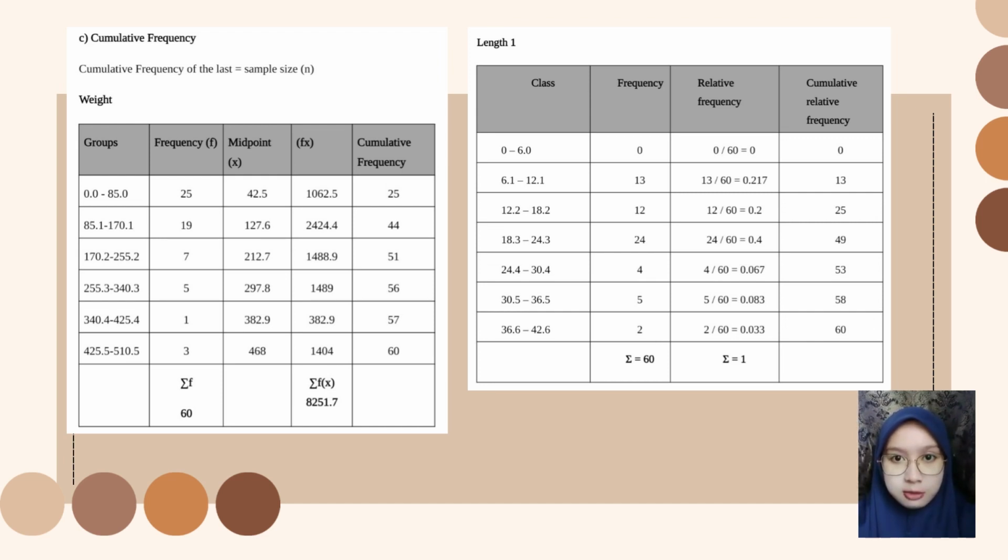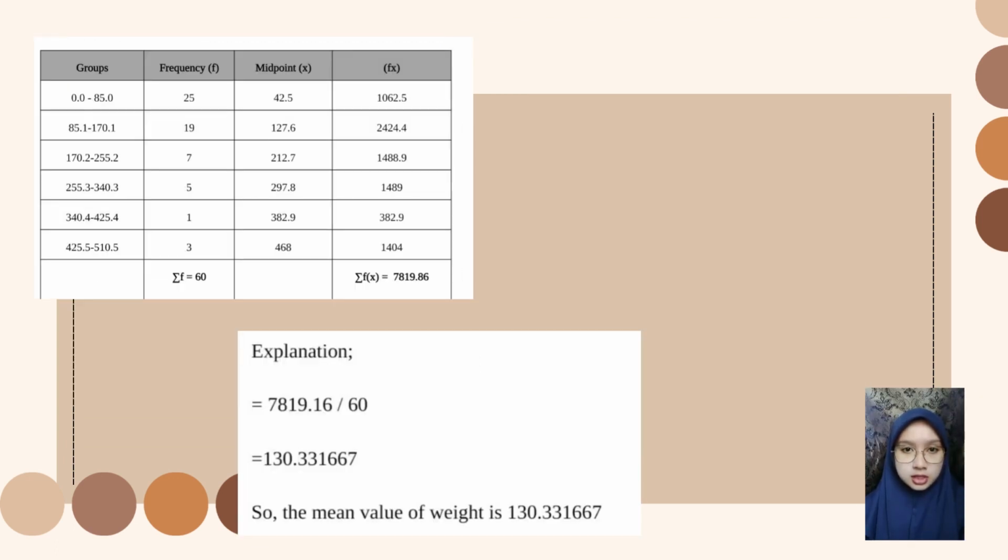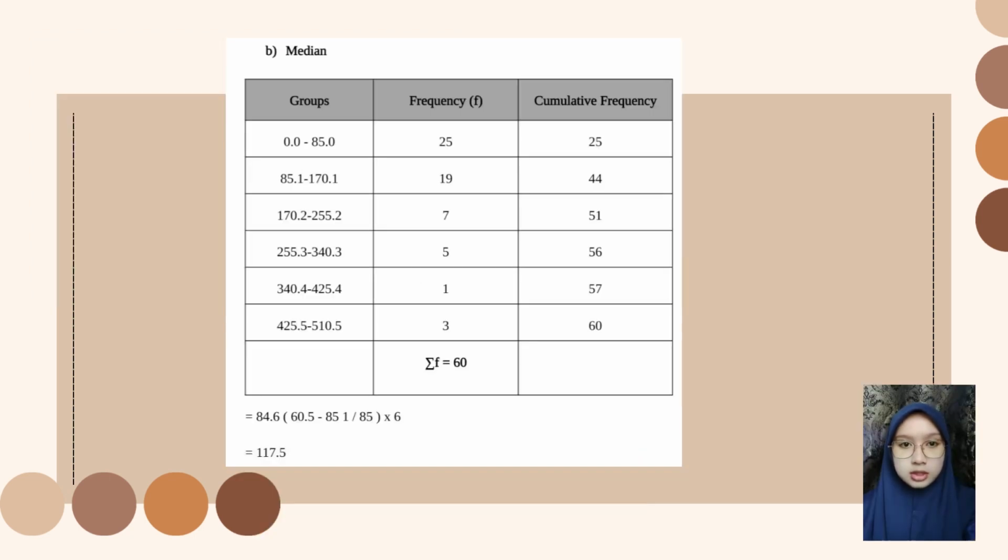and 60. For the length table: 0, 13, 25, 49, 53, 58, and 60. The measures of central tendency are the mean, median, and mode. Firstly, the mean refers to the table: 7819.16 divided by 60 equal to 130.331866. So the mean value of weight is 103.33167. The cumulative frequency is 25, 44, 51, 56, 57 and 60.